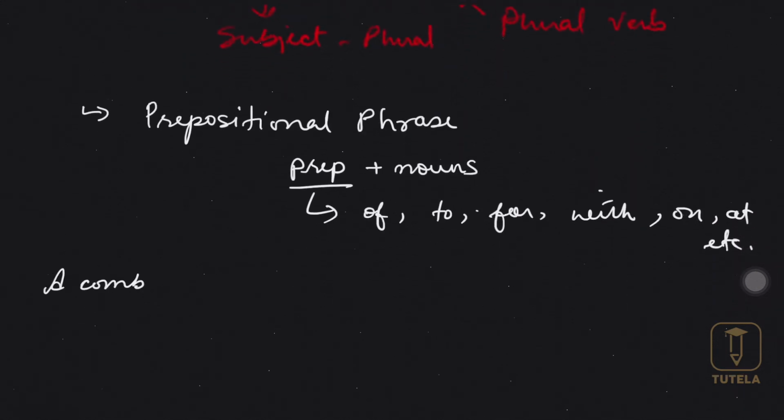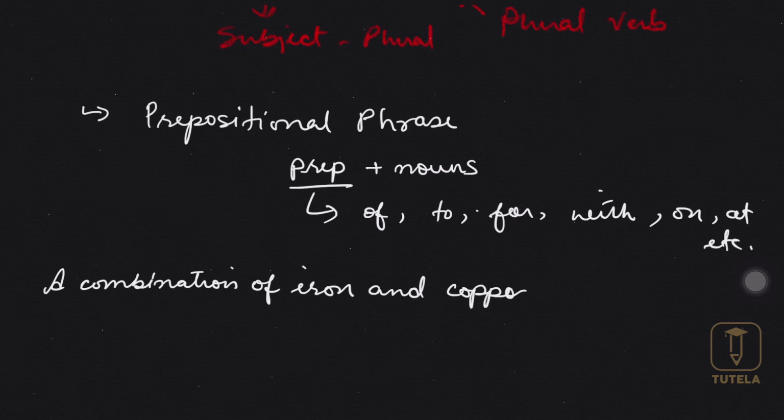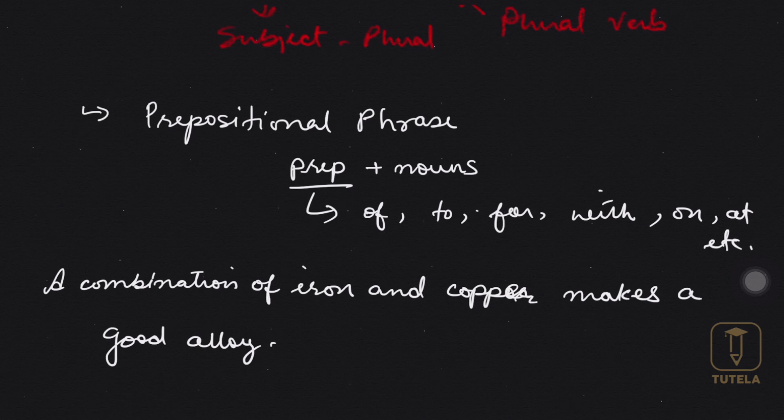Let's look at a sentence. A combination of iron and copper makes a good alloy. In this sentence, what is the verb? We can understand that the verb here is makes. Makes has an S, so makes is singular. And when do we use a singular verb? We use a singular verb with a singular subject.